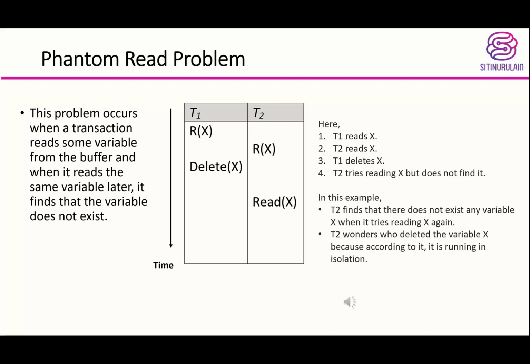Phantom read is the problem that occurs when a transaction reads some variable from the buffer, and when it reads the same variable later, it finds that the variable does not exist. The diagram shows an example of the phantom read situation.